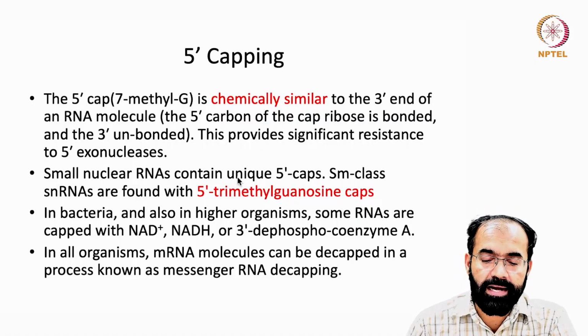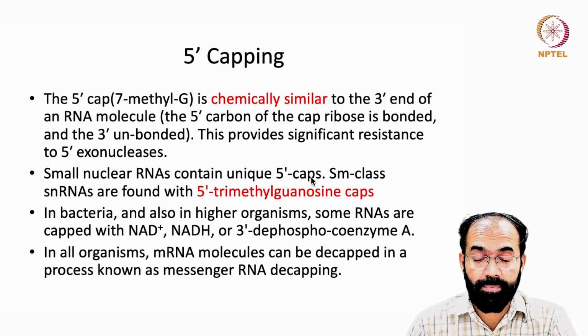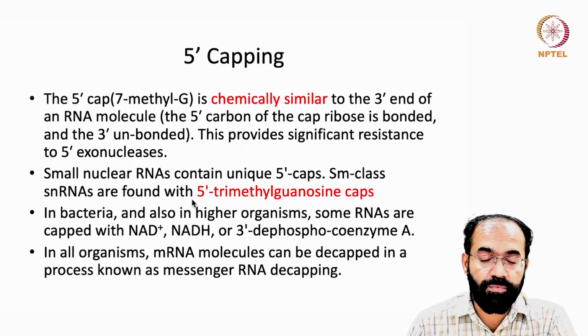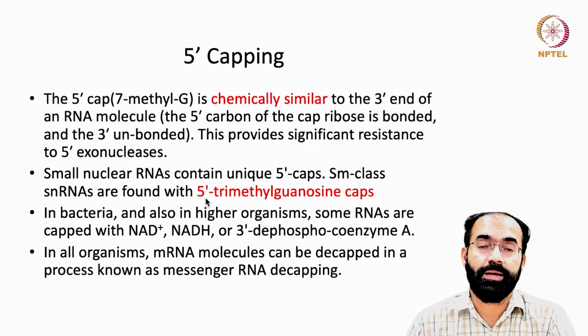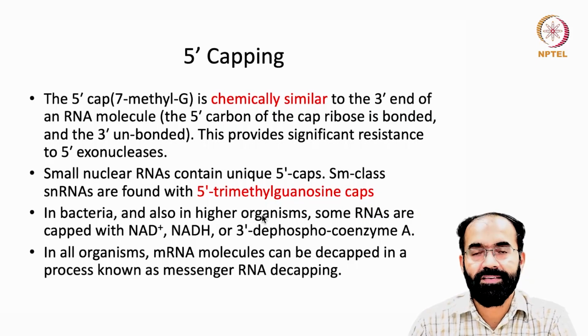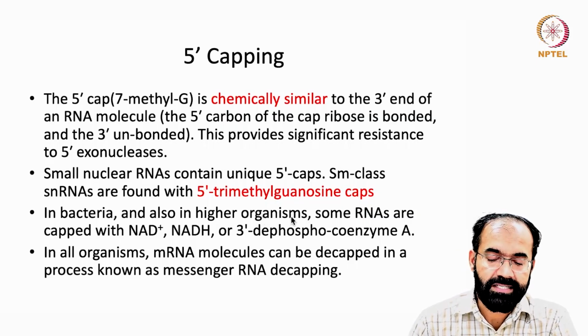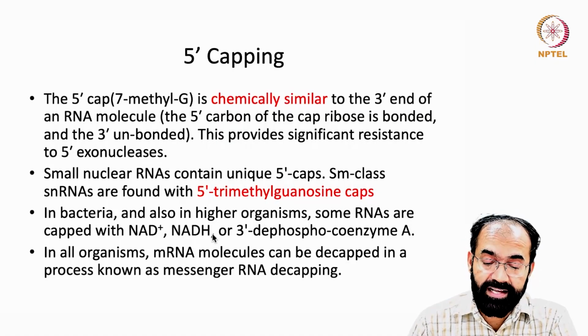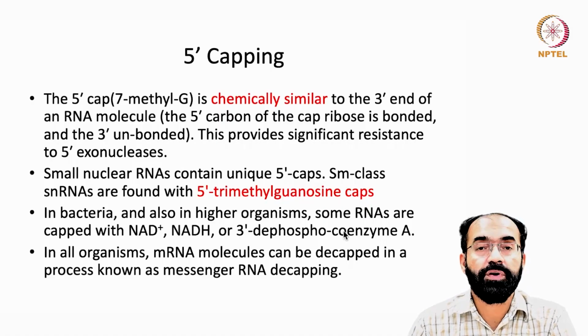So small nuclear RNAs contain unique 5' caps. They are called Sm class snRNAs. They are found with a specific 5' cap, that is the 5' trimethyl guanosine cap, instead of the 7-methyl guanosine cap as you find in mRNAs. In bacteria and also in several higher order organisms, some RNAs are capped with NAD, NADH or also with 3' dephospho-coenzyme A.